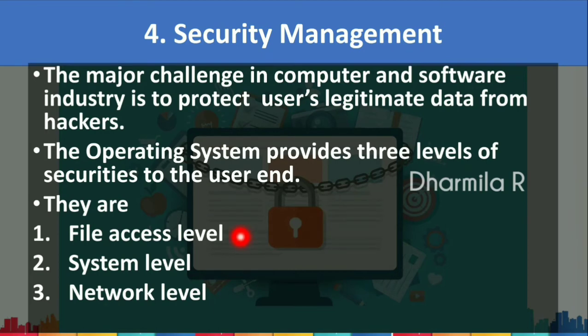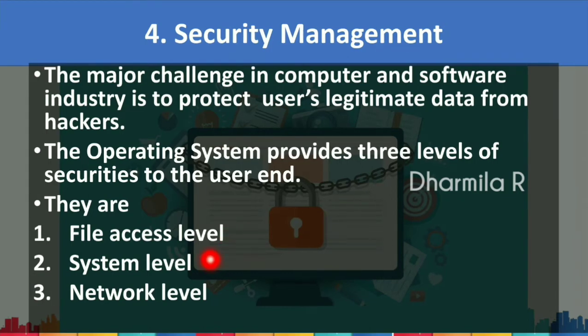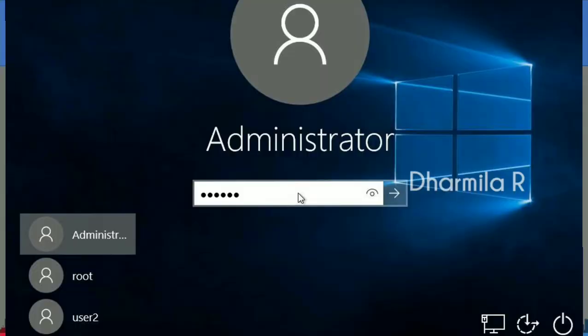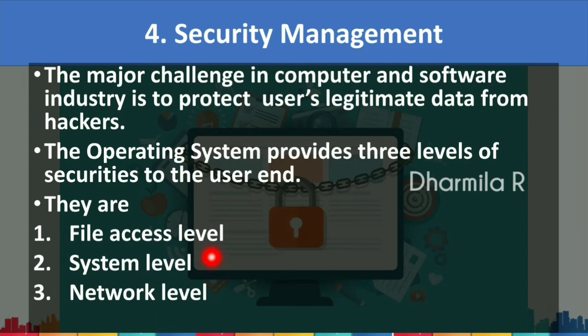Let's see what the file access level is. Permission can be granted either by the creator of the file or by the administrator of the system. You can create a file with a password. That is file access level. So you can hide the data from a third person. And then system level security. It is offered by a password in a multi-user environment. For example, if you turn on the system, you may get a multi-user account. You have to know the password to log into the user account.